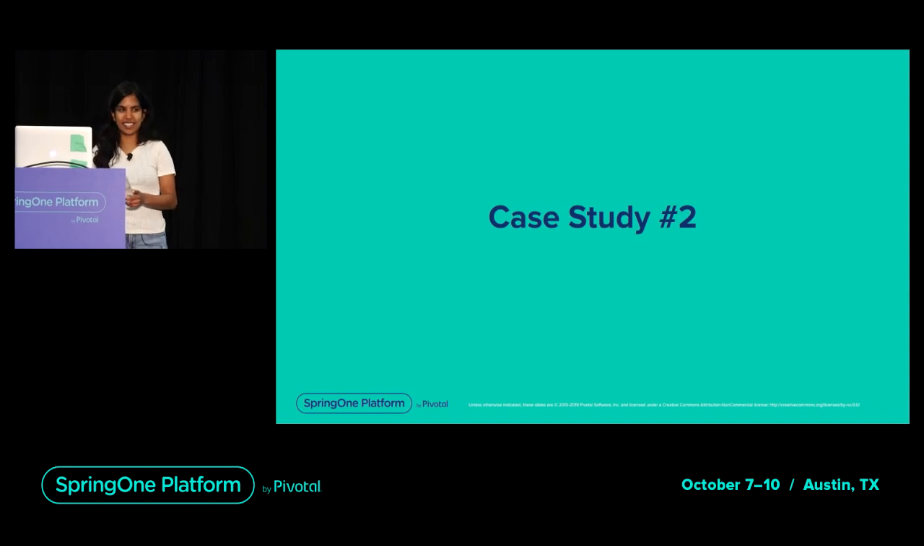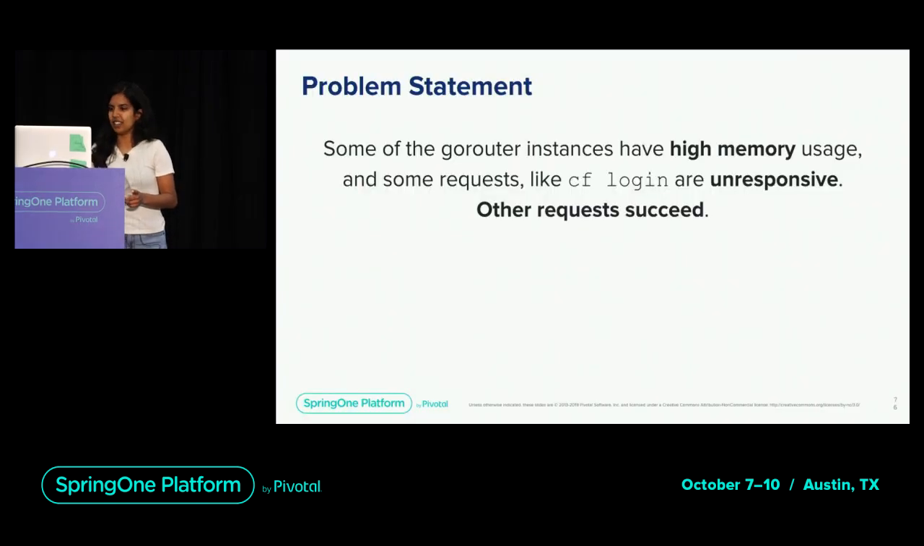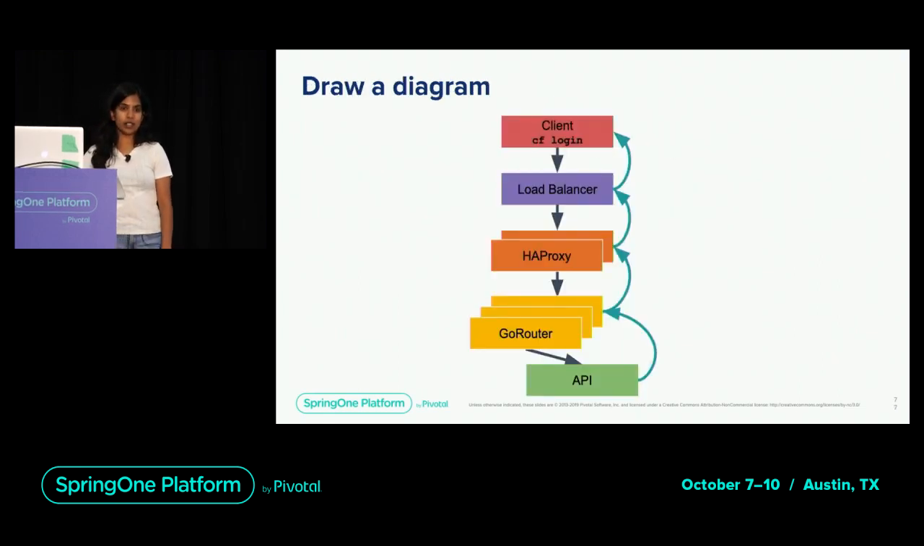So now let's look at this other one. First, let's read the problem statement. Some of the GoRouter instances have high memory usage, and some requests, like cflogin, are unresponsive, and other requests succeed. So first, let's visualize this. Even though we were told that the GoRouter has high memory usage, there are several other components that the cflogin request needs to travel through.